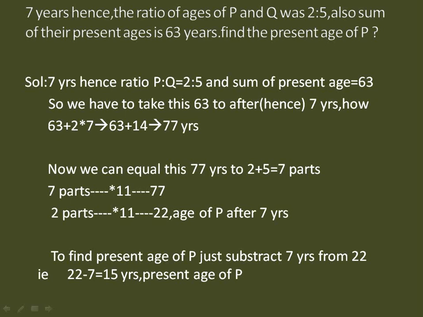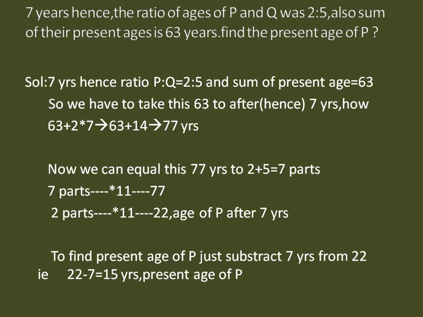Also, the sum of their present ages is 63. Find the present age of P. So, to find the present age of P, we need the present ratio of P and Q, but we don't have it. What we have is the sum of their present ages, that is 63. See, first what we have to do, we have to move the 63 years to 7 years hence.